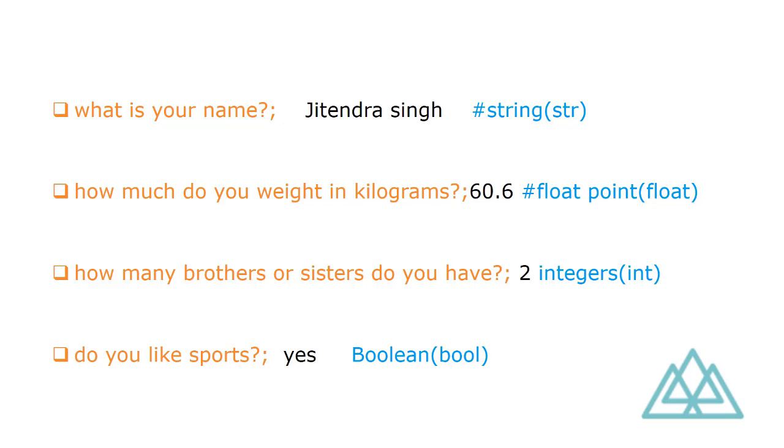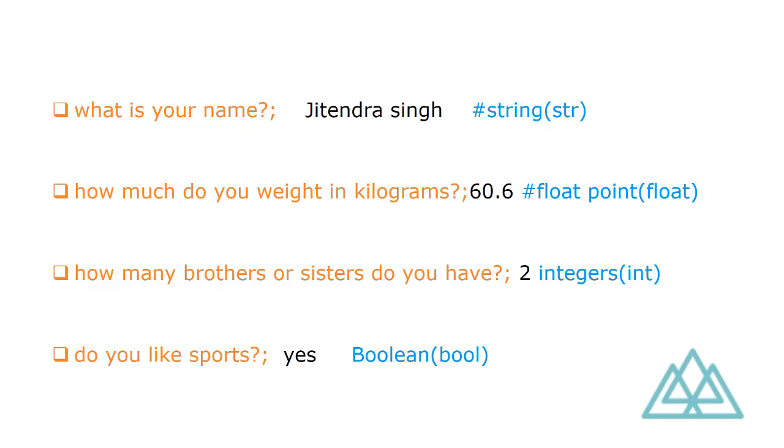If someone asks you, what's your name? You will say a group of characters or text or alphabets, not any numbers like 1, 2, 3. About weight, you say something like decimal numbers like 60.0, 60.65, 60.7 or any value with a fractional part.